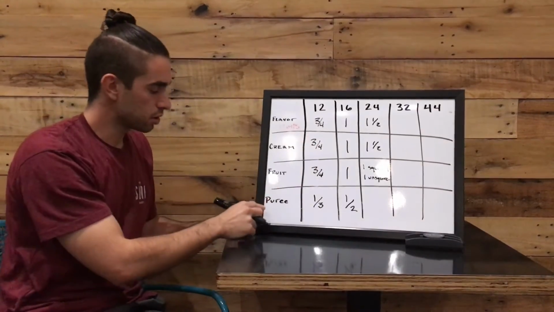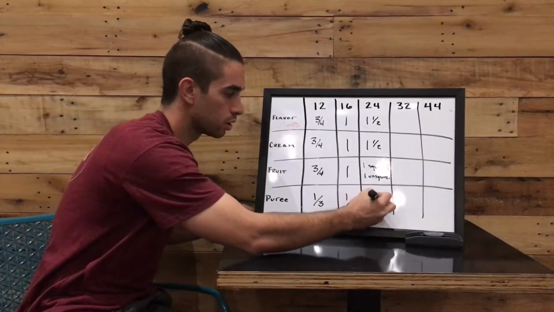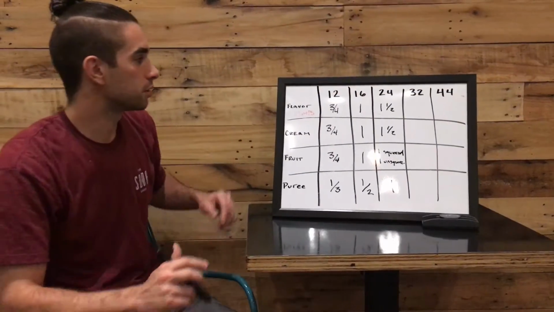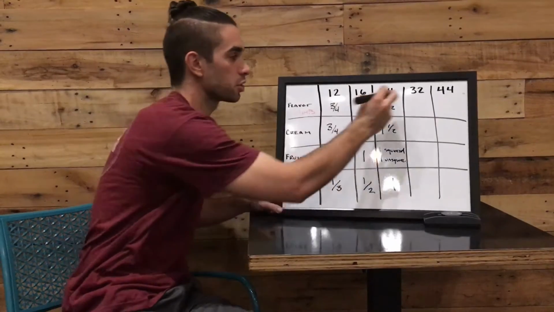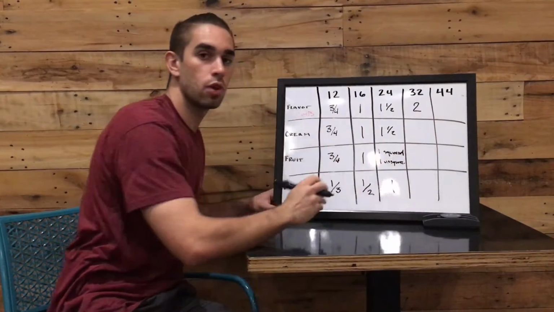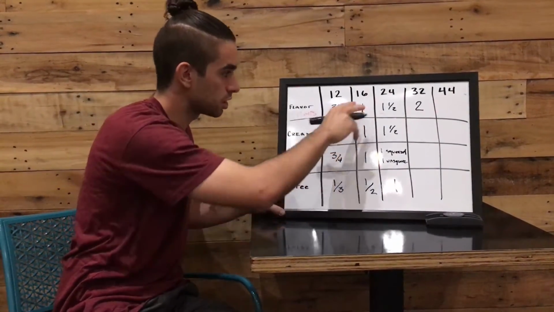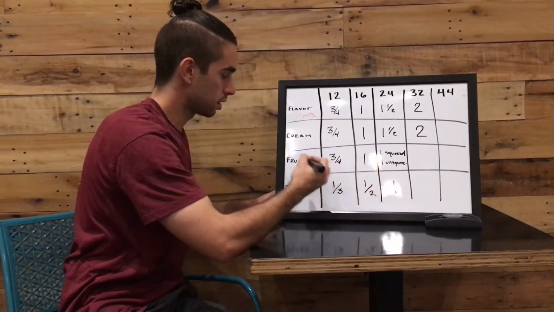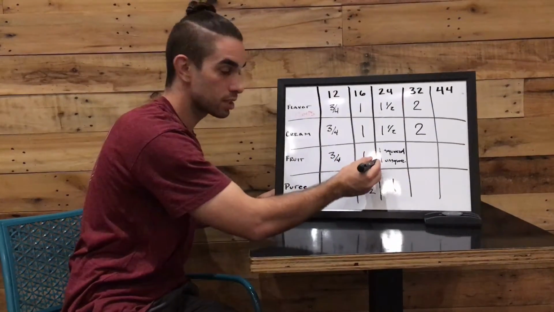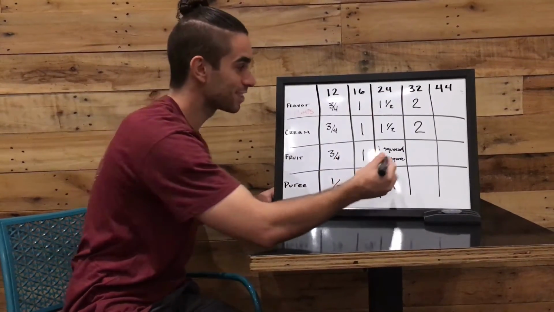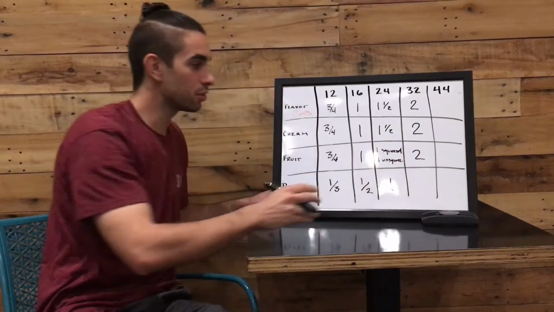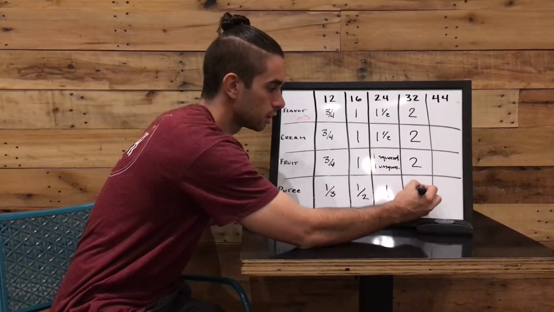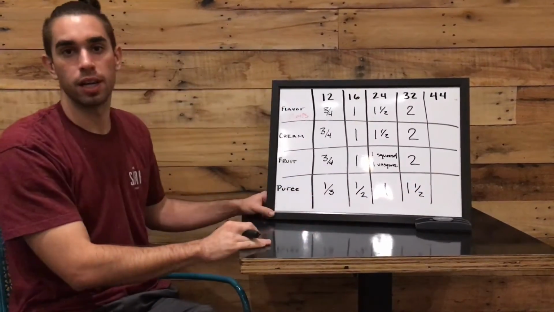Next, on a 24 ounce, the puree, we're gonna do 1 full pump. Now let's continue with the 32 ounce. The amount of flavor that goes into a 32 ounce is 2 full pumps. As you can see the pattern, you can probably guess the amount of cream, it's gonna be 2 pumps. Fruit, instead of doing 1 squeezed and 1 unsqueezed, we're gonna do 2 pieces of fruit fully squeezed. And lastly with puree, we're gonna do 1 1/2 pumps of puree.